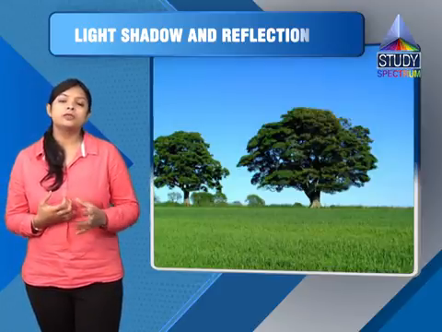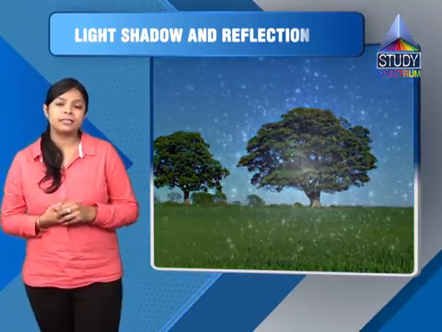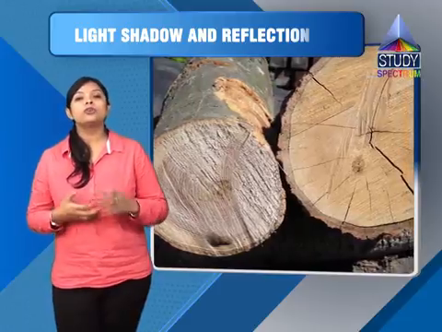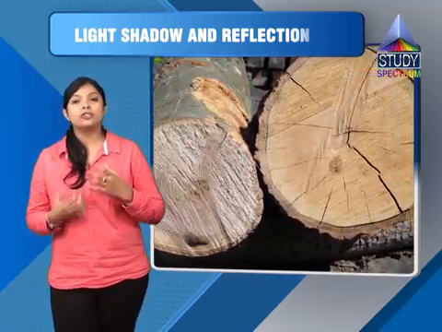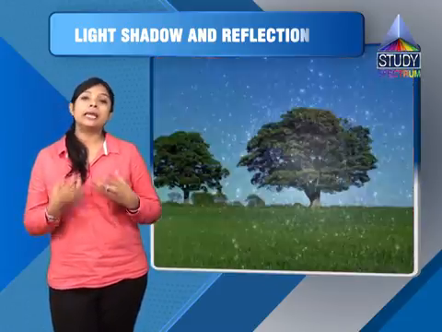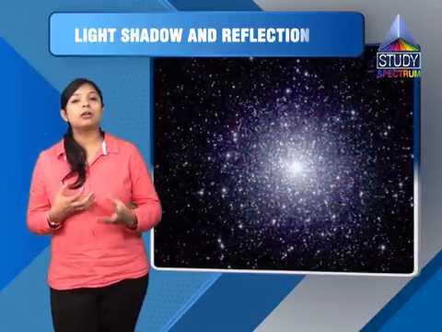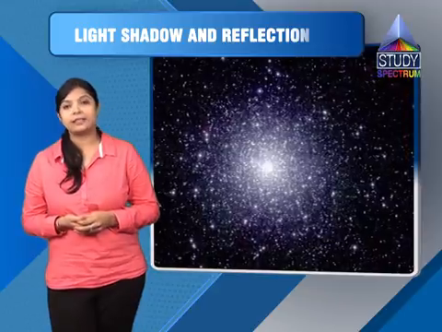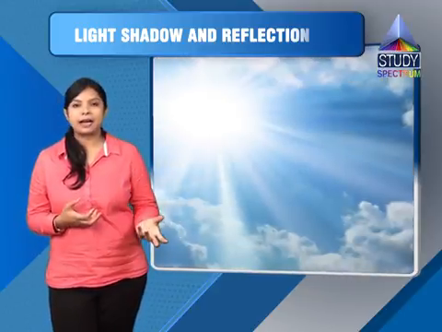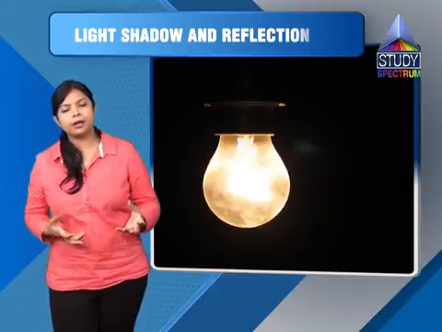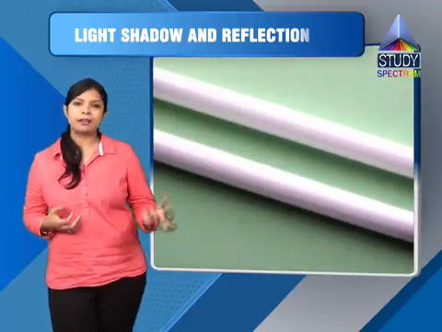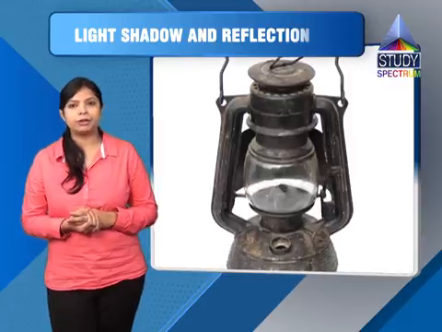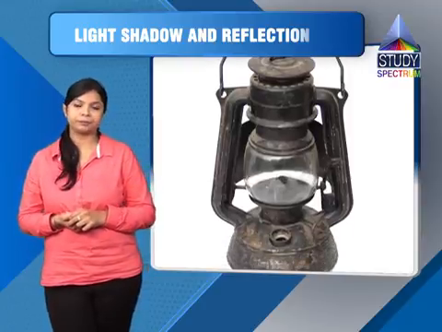Other than this, students, we can also categorize these things into luminous bodies and non-luminous bodies. So what are luminous bodies? The bodies which emit their own light are called luminous bodies. What can we categorize in this category? Sun, stars, torch, bulb, fluorescent tubes, CFLs, oil lamp. All these come in the category of luminous bodies.